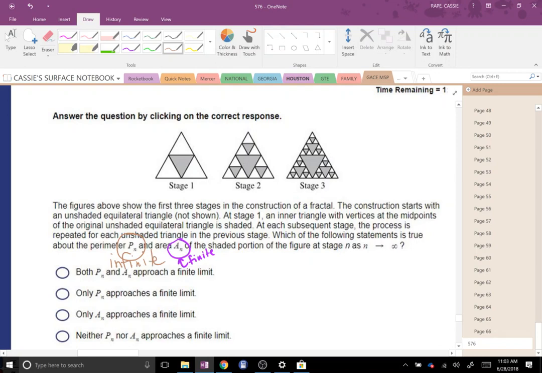Okay, so the question is, which of those is true about the perimeter? The only one that approaches a finite limit is A sub n, and that answer is C.